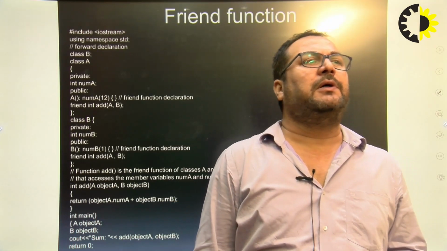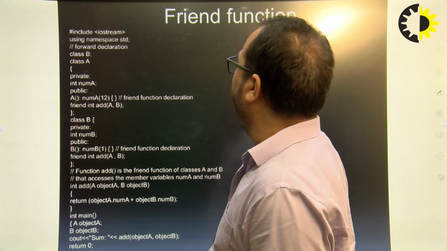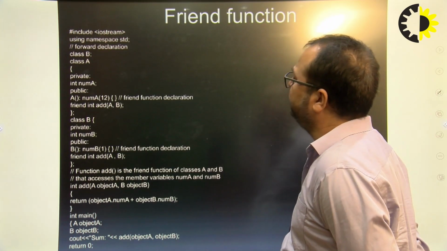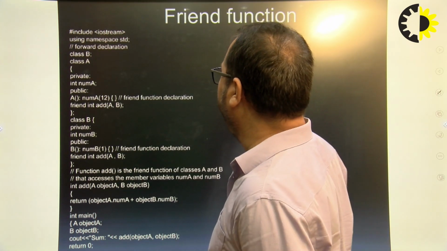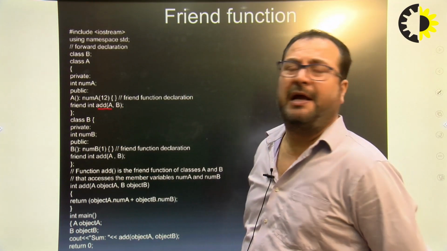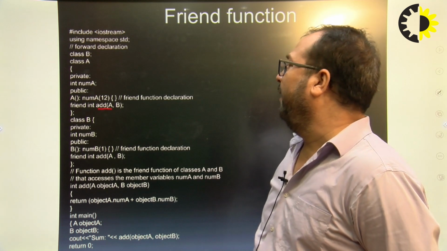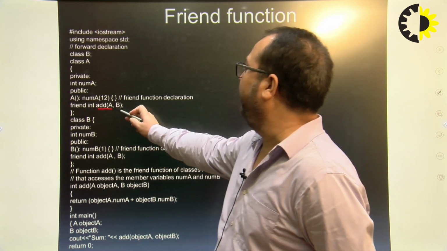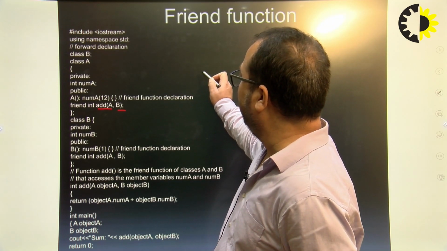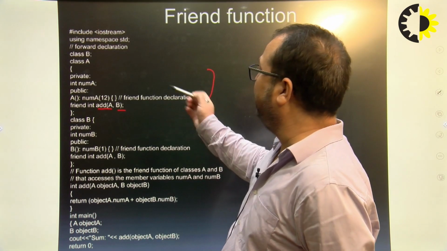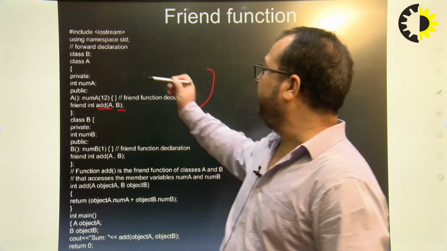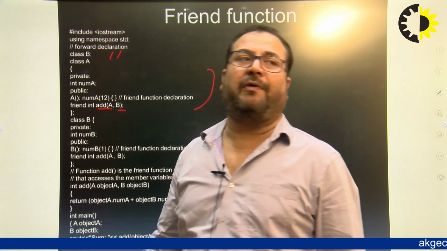Okay. So here we can see a nice illustration of this. We have used an add function, which is a friend function, and this particular add is a friend function to both class A and B. This friend function, add, is defined inside class A, but it is also a friend to class B. So this type of declaration is called forward declaration.